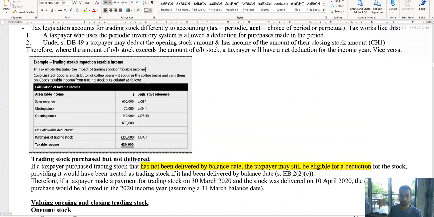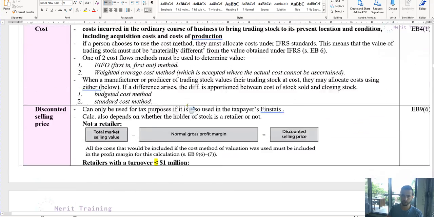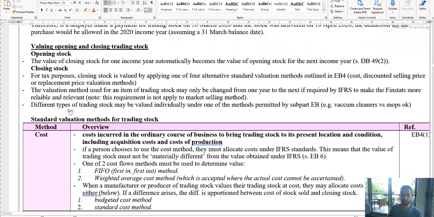And also we learned about how you actually calculate trading stock and the relevant legislation. Well, you take your sales revenue, you adjust for the difference between closing stock and opening stock, depending on which way it goes. And then you also adjust for any purchase of trading stock during the year. And also the taxpayer has some choices in terms of how to value closing stock year on year.